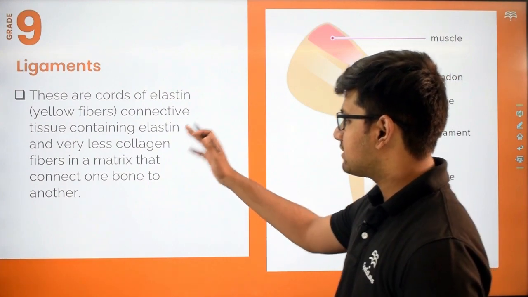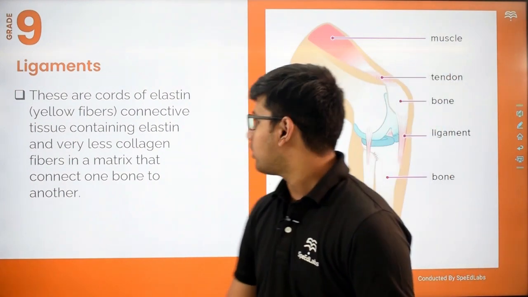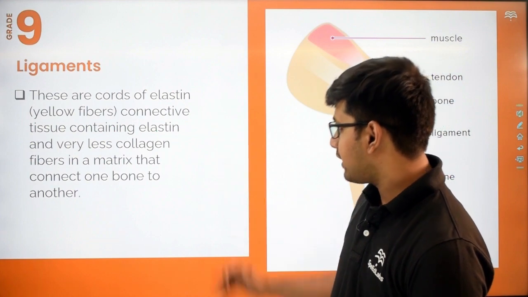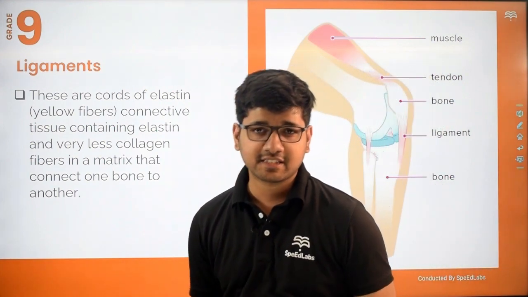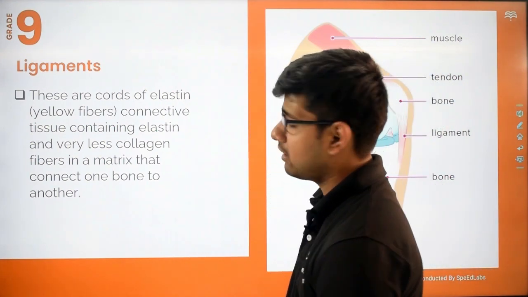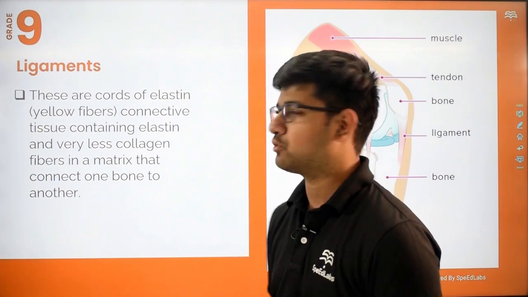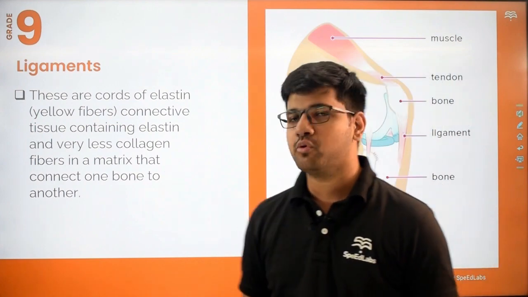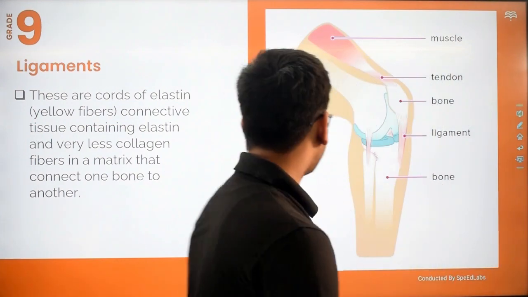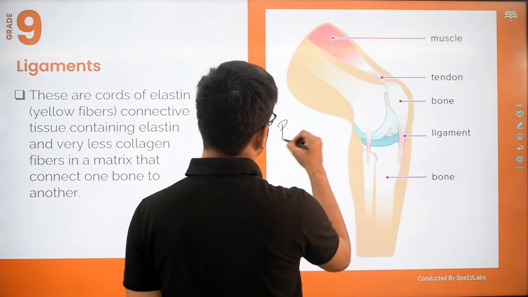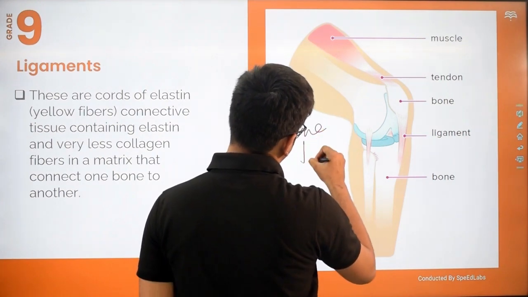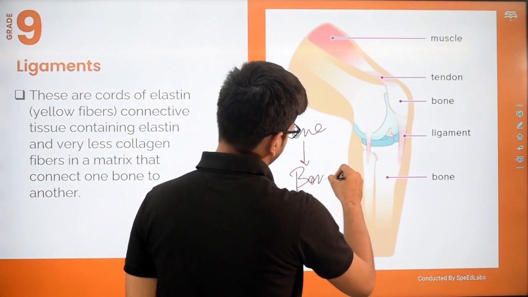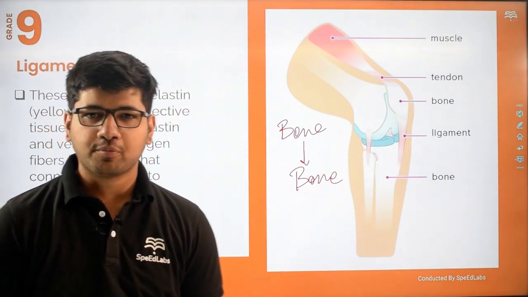The second part is ligament. Ligaments are cords of yellow fibrous connective tissue containing elastin as the chief component, and very little collagen fibers in the matrix, that connect one bone to another. So here the ligament connects one bone to another. That is a bone to bone connection we are observing here.